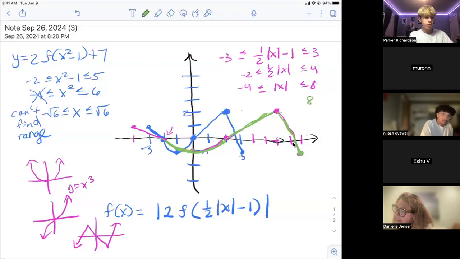This was at, I think this was at, yeah, that was at 6. So we're going to be at -6 for this top point, -6, 2. Sorry, this is a little messy. And then the last one will be at 8.